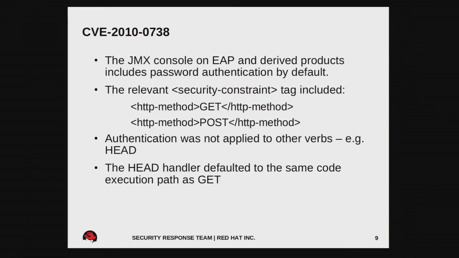But the result is that if you specify verbs explicitly like that in web.xml, then other verbs don't get any authentication. They just default to open. So in this case, the issue was that you could do a HEAD, and in the JMX console, if you ran a HEAD, what it would do is actually execute the code to run a GET and then not return the body. It would just discard the body and give you the head. But if making a GET request against the JMX console would actually do something, then that action would take place, and you wouldn't require any authentication to do it.